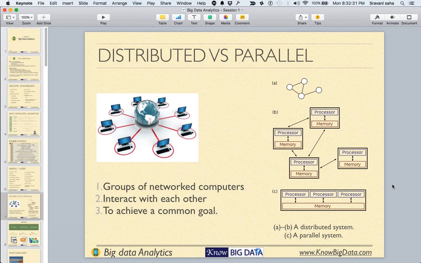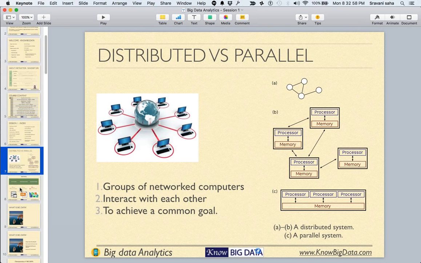Now, when you group various computers over a network, and these computers interact with each other to solve a common goal, we call it a distributed system. And a parallel system is one in which there are multiple CPUs, multiple processors, but it's a single system having a shared memory. So that is the common thing between distributed and parallel.